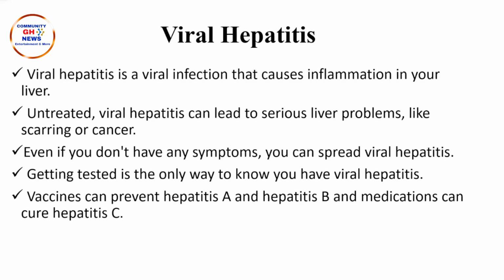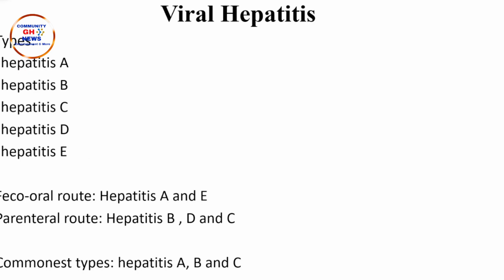As we all know, there's a vaccine that prevents hepatitis A and hepatitis B. For hepatitis C, there's no vaccine yet, but there are medications that can be used for the treatment of hepatitis C. So for now, the vaccines are only for hepatitis A and hepatitis B. For hepatitis B, it's part of our routine immunization schedule. For the types of hepatitis, we have hepatitis A, B, C, D, and E.